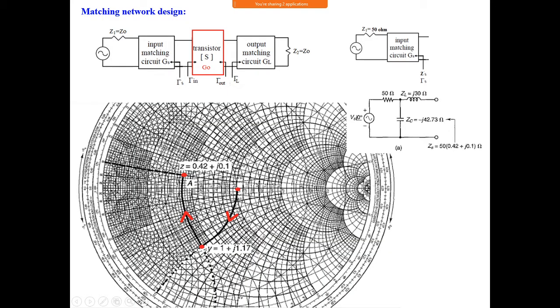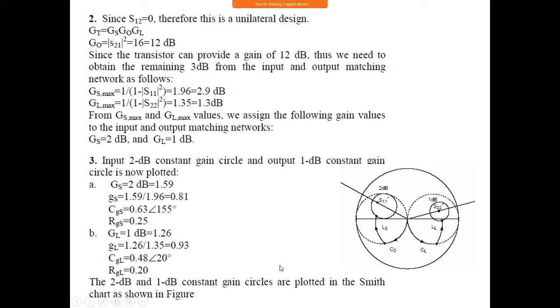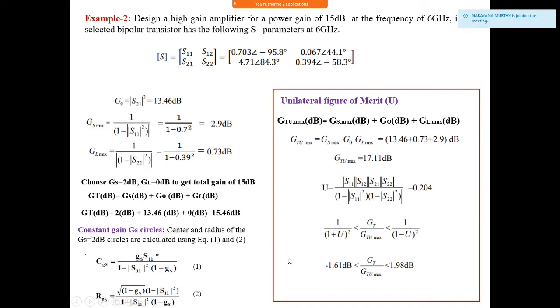Okay, in the previous class, we were discussing how to draw the constant gain circles on the Smith chart. And we had taken a problem. So this is the problem we have taken. Design a high gain amplifier for a power gain of 15 dB at the frequency 6 gigahertz, if the selected bipolar transistor has the following S parameters at 6 gigahertz. This is the problem given here, and the S matrix of that transistor at 6 gigahertz is given here.